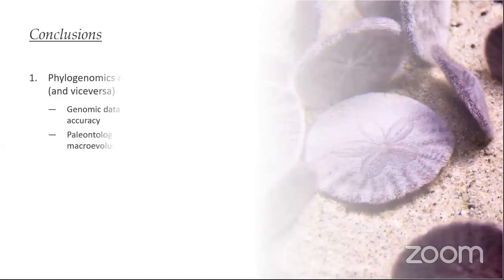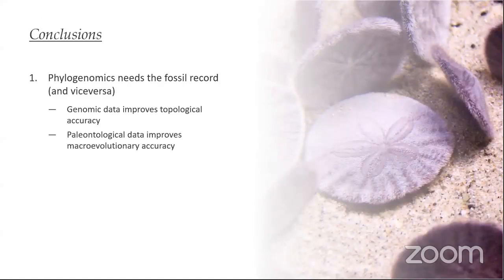And so for the conclusions, I'd like to argue that phylogenomics needs the fossil record and the fossil record needs phylogenomics. While genomic data improves topological accuracy and gives us access to really robust topologies for the extant clades, paleontological data improves macroevolutionary accuracy. And if we want to resolve questions of morphological evolution that happened a really long time ago, of modes of macroevolution, of continuous traits or rates of species diversification, we would like to simultaneously reduce uncertainty both topologically and from a macroevolutionary perspective. And that's where genomic and paleontological data actually reinforce each other.